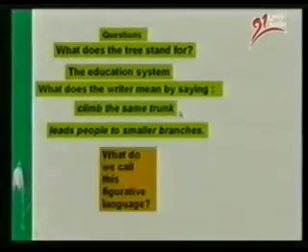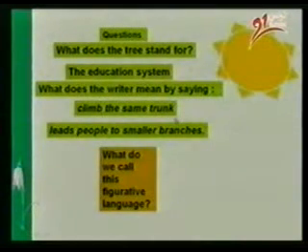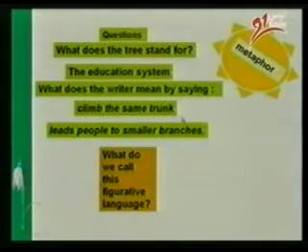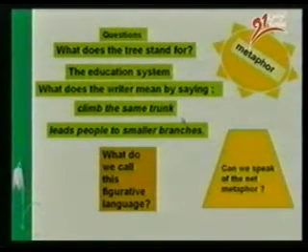Right. What do we call this figurative language? Where we compare two things, we try to combine two things which are normally not combined, or we don't have a similarity in reality. For example, here we have a metaphor. Can we speak of the net metaphor?